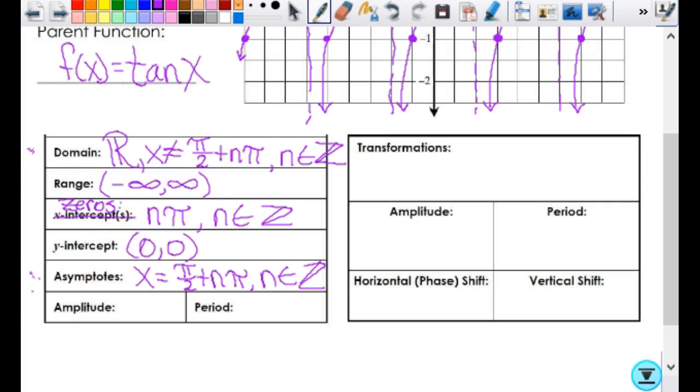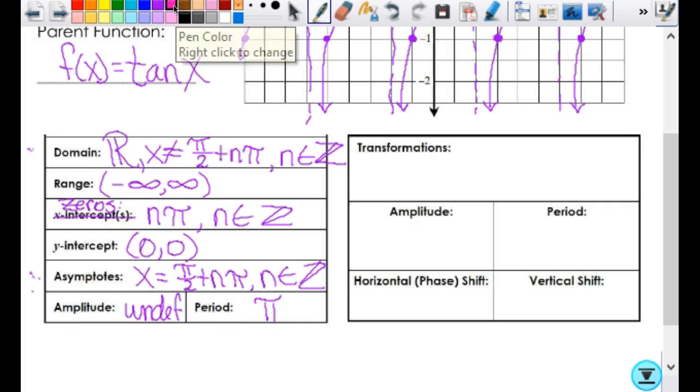Amplitude. What's the definition of amplitude? It's half the distance between the min and the max, right? Do we have maxes and mins here? No. So if I don't have maxes and mins, I can't find the distance between to find half the distance between, right? So for an amplitude, it's undefined. The tangent doesn't have one, okay? And the period, we've already decided is what? Pi. Very good. For sure, yes.